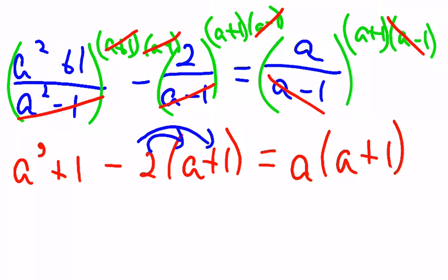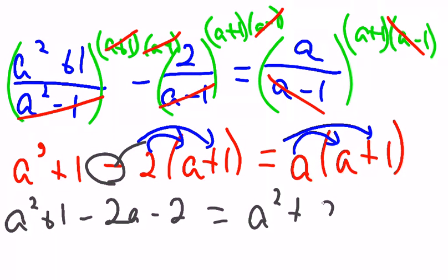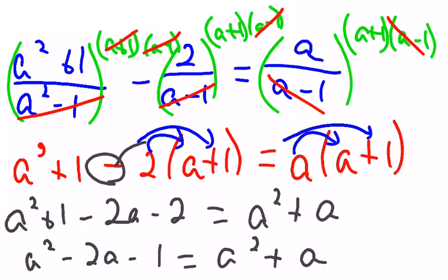So distribute the 2, distribute the a. So we have a squared plus 1, and then minus 2a minus 2. Remember, minus signs also go with that distribution. Then we have a squared plus a there. So on the left we have a squared minus 2a minus 1 equals a squared plus a. Now we need to continue to solve.